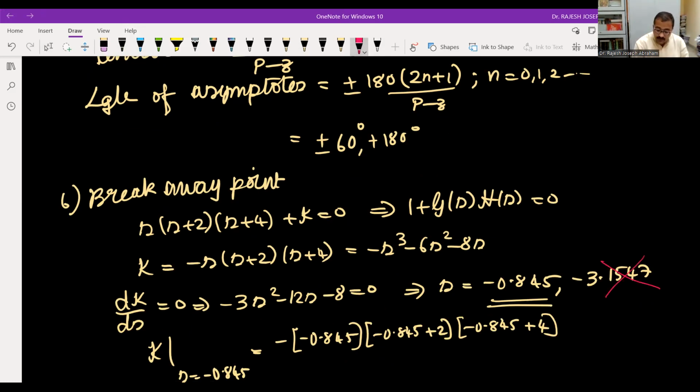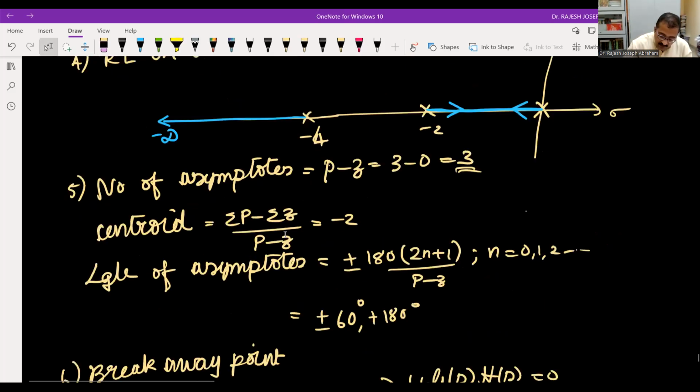You can substitute this value into the K equation. You will see that this will not be a real positive number. So we have found our breakaway points. Now what next? You see our centroid is at -2, and we have three asymptotes.